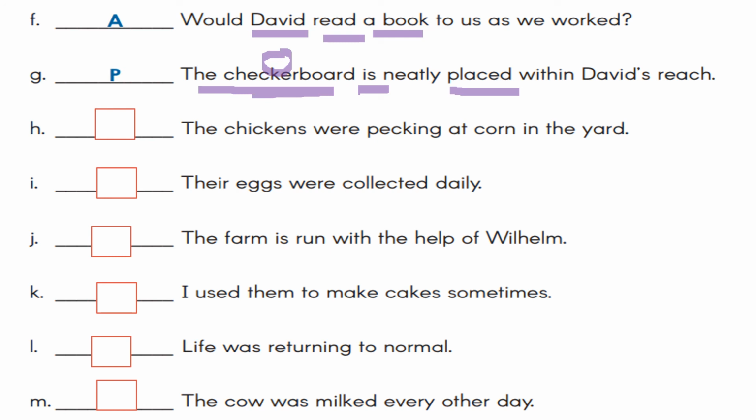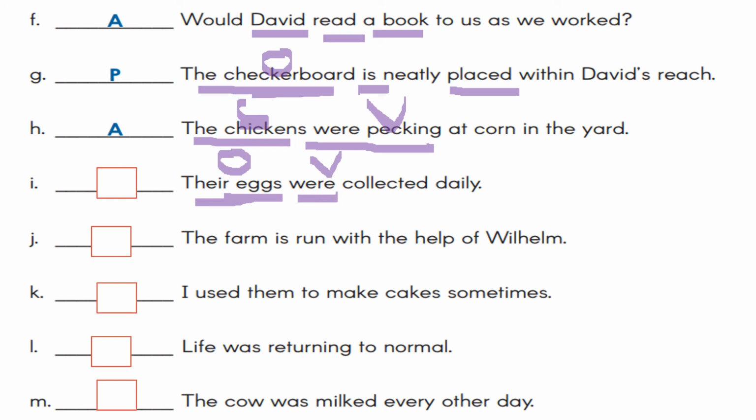Letter H. The chickens were picking at corn in the yard. So who were picking? The chickens. So the chickens here is the subject, and were picking is the verb, because it's past continuous. So this is an active voice sentence because we started with the subject. Letter I. Their eggs were collected daily. So are the eggs collecting themselves? Of course not. So this is the object, and were is verb to be, and collected is the past participle of the verb collect. So this is a passive voice sentence.